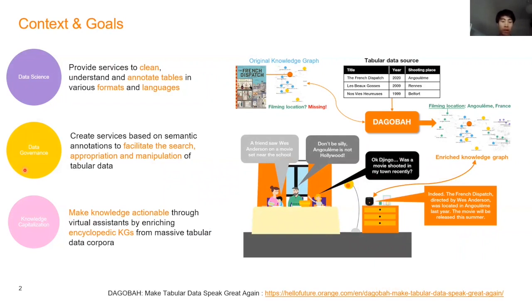The last target is knowledge enrichment, where the knowledge from a massive volume of tables can be used to enrich the knowledge graph. An example we show here: the current knowledge graph misses the location information for the film French Dispatch. However, this information is available in the table. So DAGOBAH can extract the information to enhance the knowledge graph. And eventually, the enriched knowledge graph can be used by a virtual assistant to give better answers for questions related to the film French Dispatch.